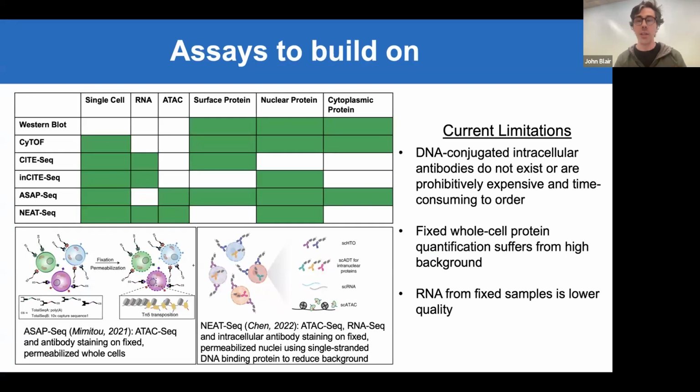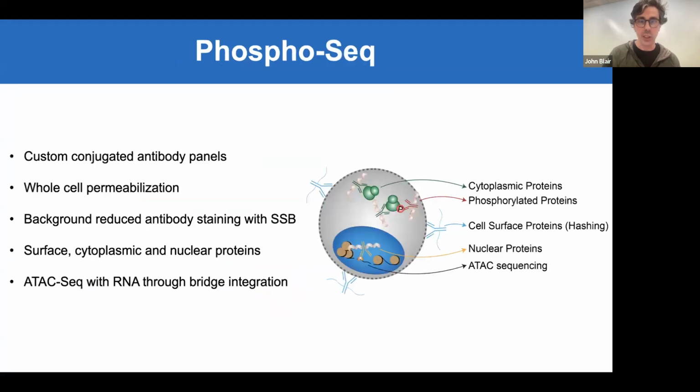And then also fixed whole cell protein quantification suffers from high background, and RNA from fixed samples tends to be of lower quality. So with Phospho-seq, we use custom conjugated antibody panels to quantify surface, cytoplasmic, and nuclear proteins alongside ATAC-seq in whole permeabilized cells, and we bring in RNA through bridge integration.